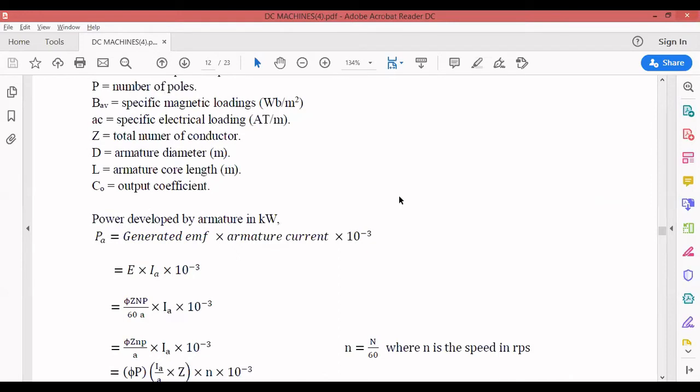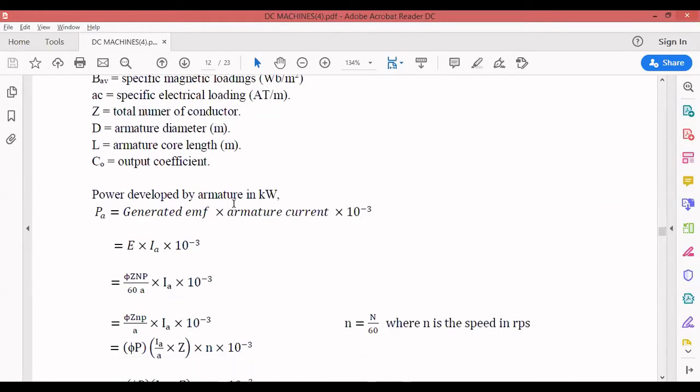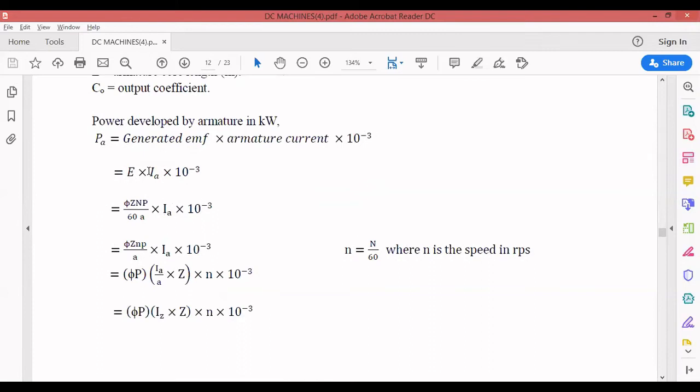Let us derive the power developed by the armature. Power developed by the armature in kilowatt, PA, is equal to generated EMF into armature current in 10 power minus 3, taken in kilowatt. So generated EMF in the armature will be E into armature current Ia into 10 power minus 3. And generated EMF is given by the formula φZNP by 60A, the EMF formula for generator, where A is the number of parallel paths.